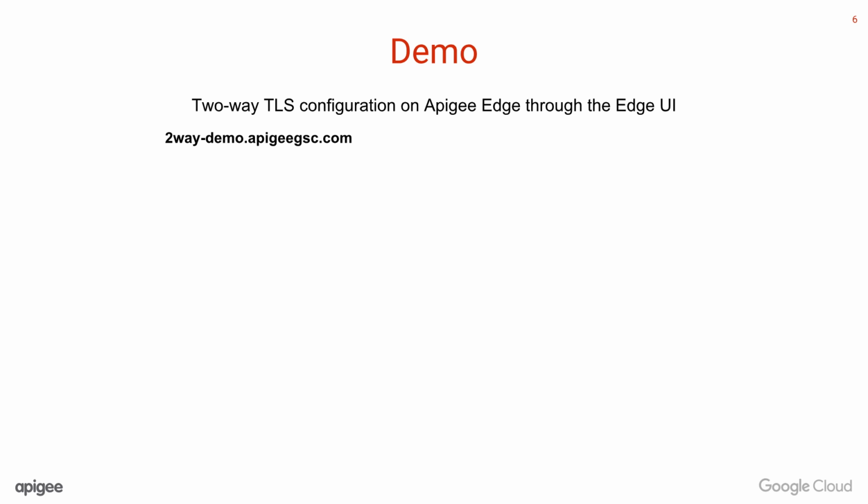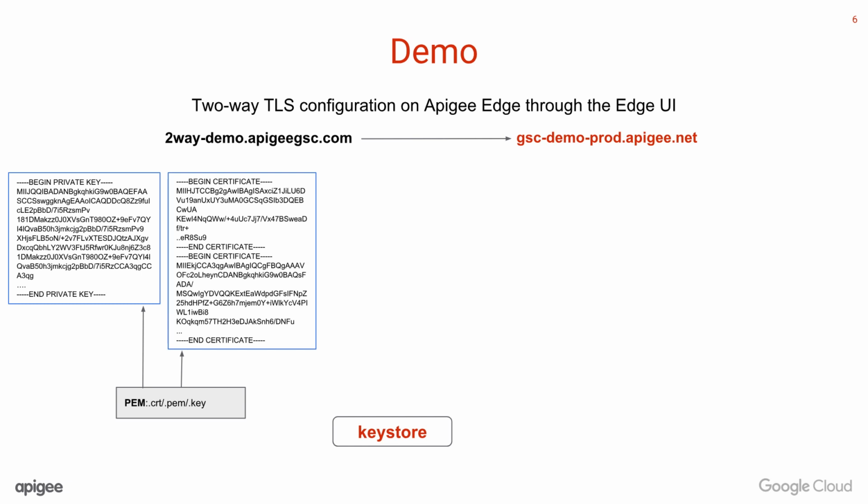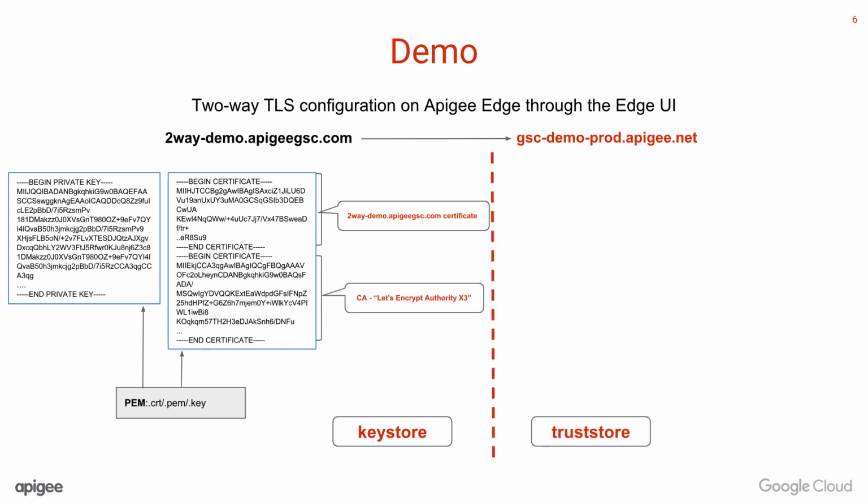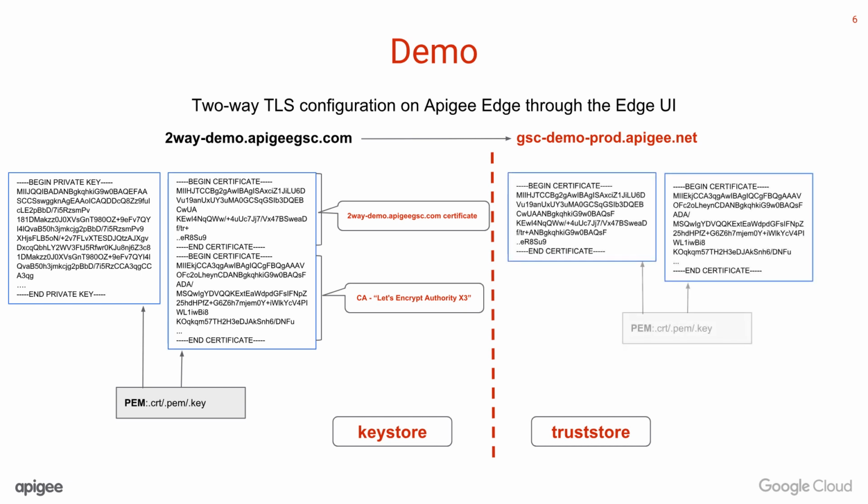Now we're going to do a quick demo on how to enable two-way TLS for two-way-demo.apigeegsc.com, and we have configured its DNS entry to point to its corresponding apigee.net domain name. We also have acquired the TLS certificate chain and key pair from Let's Encrypt in the PEM format, and make sure the certificate chain are in the correct order, the server certificate at the top and the signing CA at the bottom. For the Trust Store, we have acquired the API client CA certificates in the PEM format.